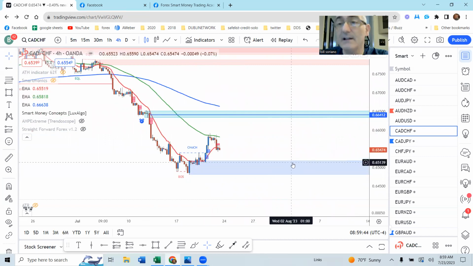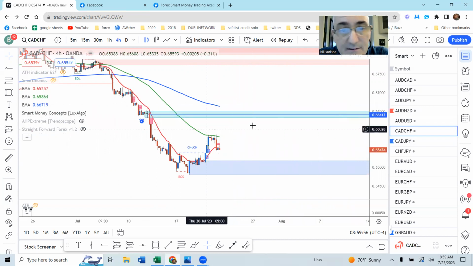But since the daily order flow, the daily trend, is bearish, we don't want to take a long position. We want to look for an order block to trade from to take a short position. So that's that one right there.